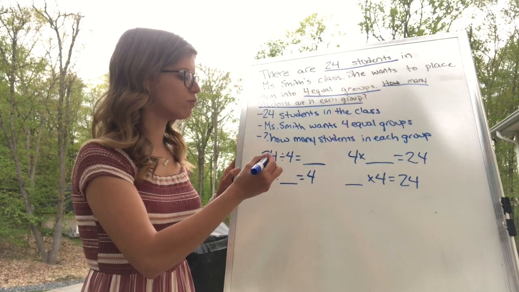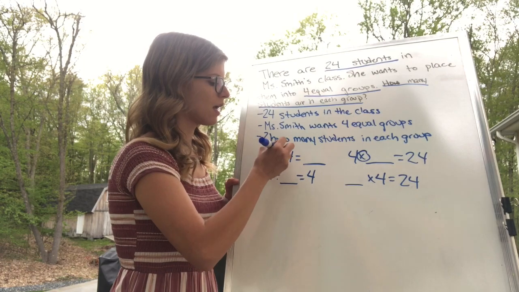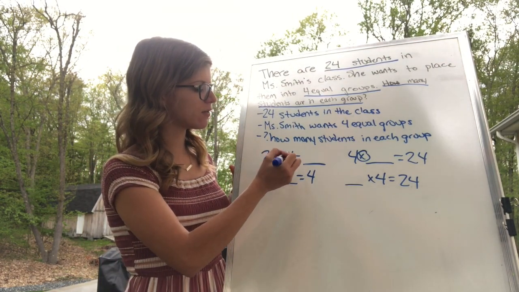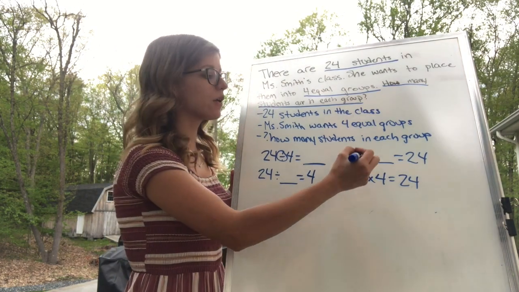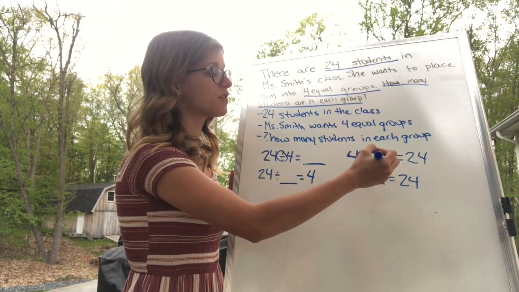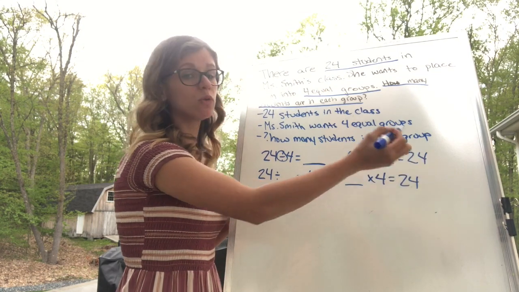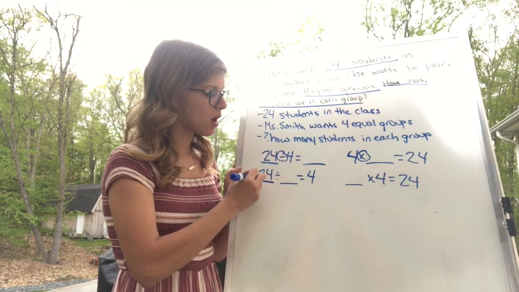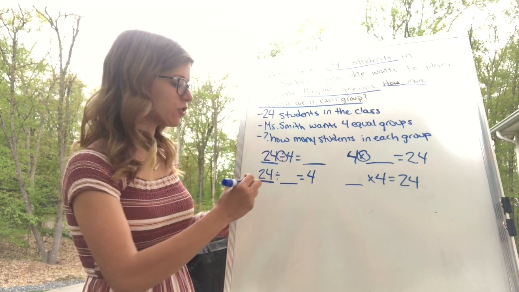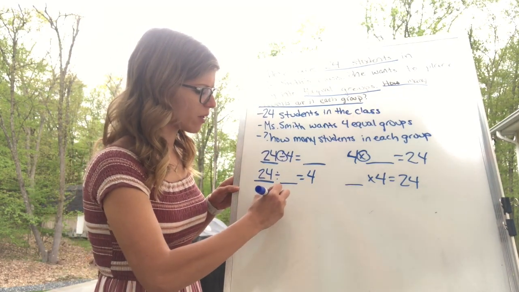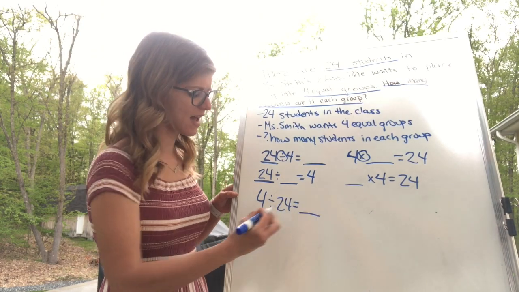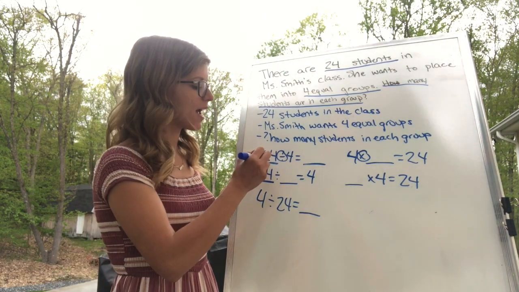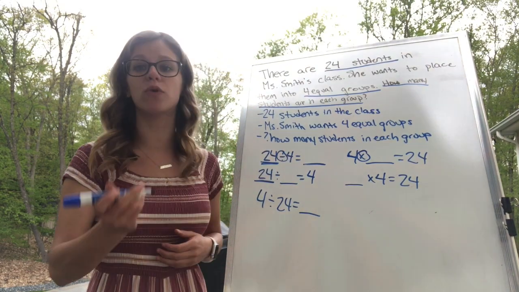The reason that I can use both multiplication and division is because I can break up my total into 4 groups, or I can figure out 4 groups times how many each group equals my total. So with division, I notice that I'm starting with my total both times. I can't do 4 divided by 24 equals what, because I can't break up 4 into 24 groups. I can only break up 24 into 4 groups.